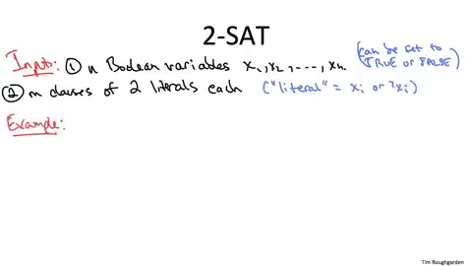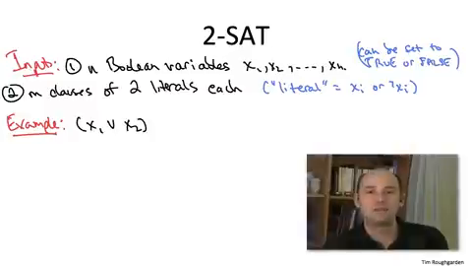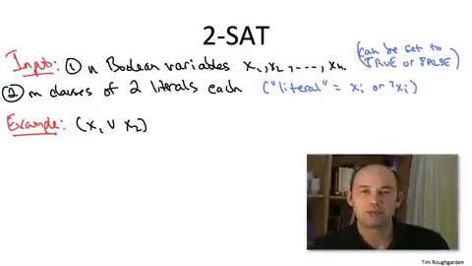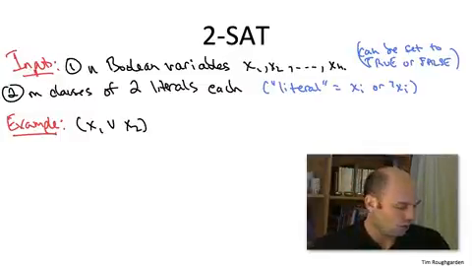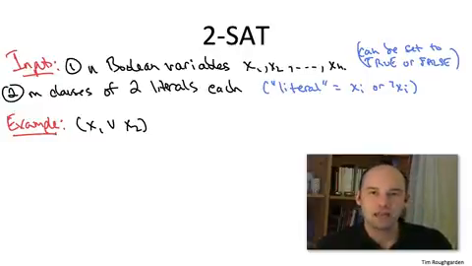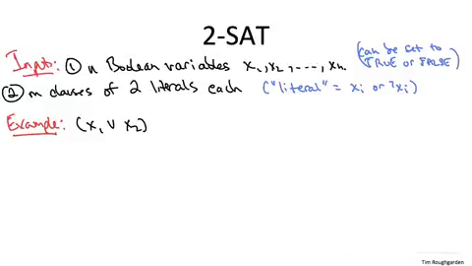Here's an example to make this clearer. The example has 4 variables and 4 clauses. The variables are x1 through x4. So the first clause is x1 or x2. It's standard to use this V symbol to denote logical or. So what this clause means is that it's satisfied if either x1 is true or if x2 is true. The only way you can screw up satisfying this clause is by setting both x1 and x2 to false.